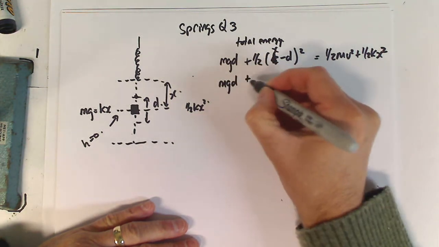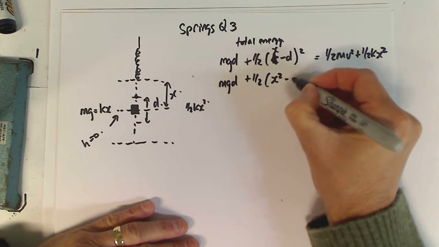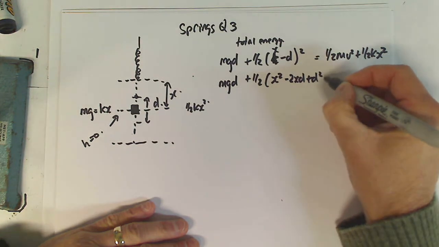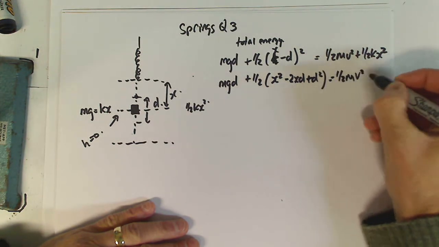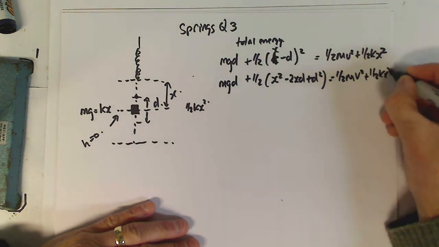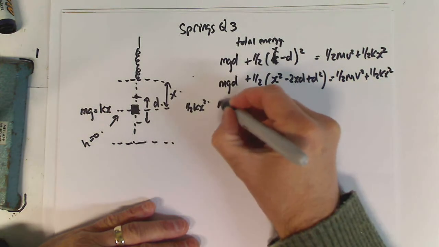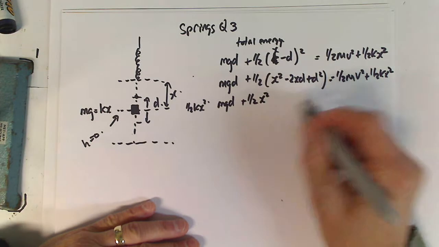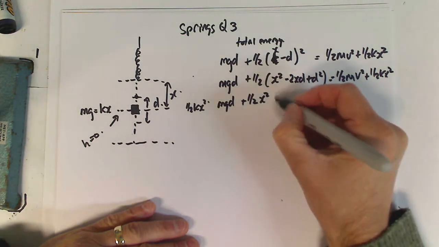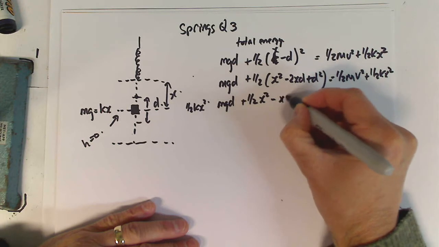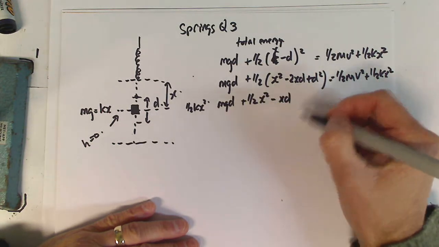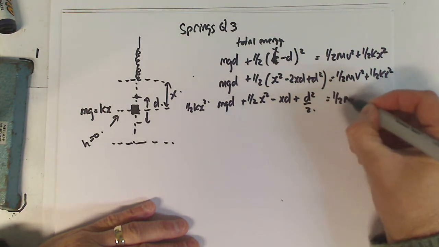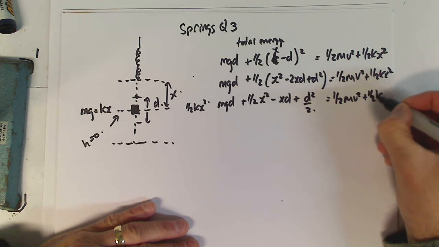mgd plus 1/2 k times x squared minus 2xd plus d squared equals 1/2 mv squared plus 1/2 kx squared. Alright, so let's just work through this. mgd plus 1/2 kx squared, minus kxd, plus half kd squared equals 1/2 mv squared plus 1/2 kx squared.